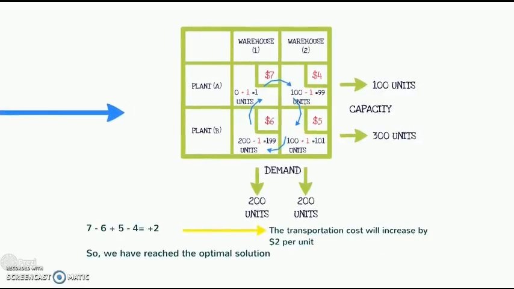The previous modification resulted in a new empty cell, whose efficiency on the transportation cost we will measure by repeating the previously shown technique. Finally, we have 7 minus 6 plus 5 minus 4 equals 2. The transportation cost will increase by $2 per unit. And therefore, we have reached the optimal solution.